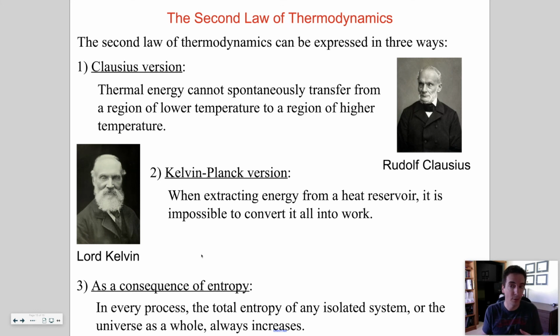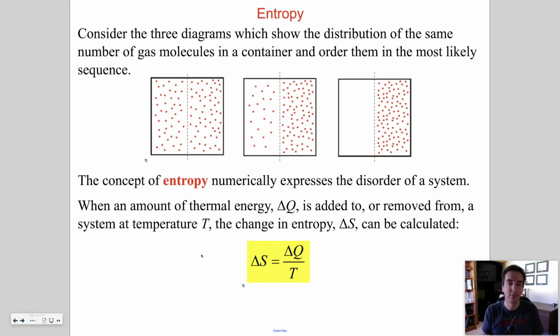And that's the last thing we're going to talk about, what is meant by entropy. Entropy is essentially randomness. It's a numerical value that expresses the disorder of a system. So here I have a little thing for the smartboard. Consider the 3 diagrams which would show the distribution of the same number of gas molecules in a container and order them in the most likely sequence.